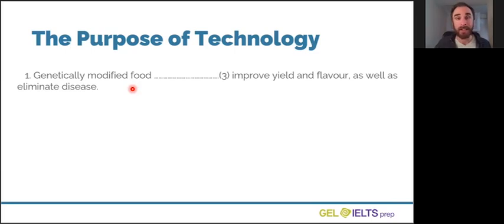The correct answer is intended to. That's the intention of this technology. Genetically modified food is intended to improve yield and flavor, as well as eliminate disease. Does it always do this? Well, maybe, maybe not, but that's the intention. We could also say is supposed to. It has the same meaning.